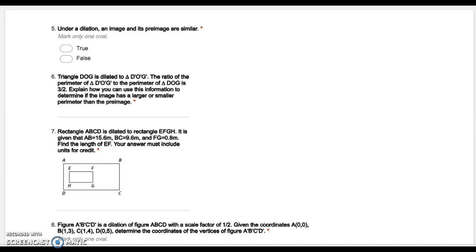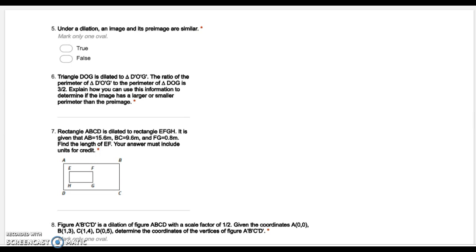Hey guys, this is just a little follow-up to our activity 20/21 quiz on dilations. A little bit of intervention, so I just wanted to go over some of these questions with you. So let's start out with number 5.